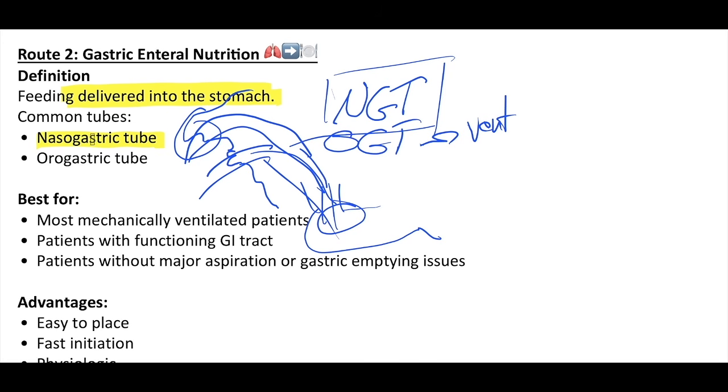So these types of tubes, gastric enteral nutrition in general, most often used for patients on mechanical ventilation. Obviously, you can't swallow safely if you have a tube going through your mouth into your trachea and you're hooked up to a ventilator.